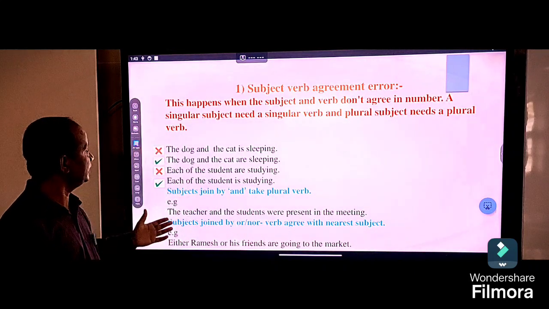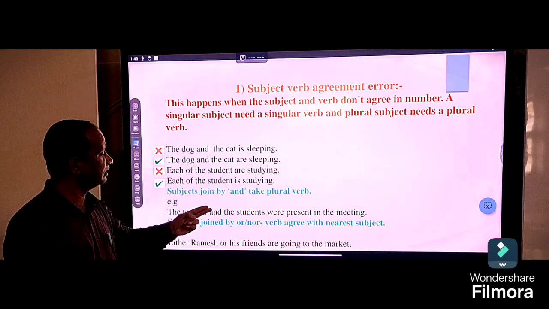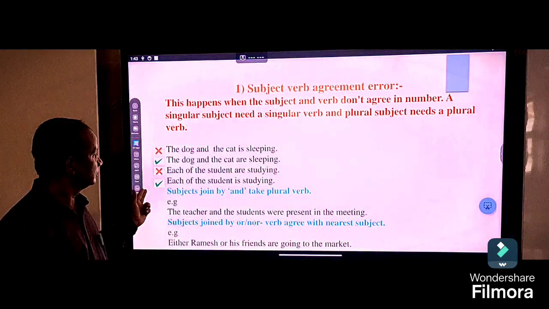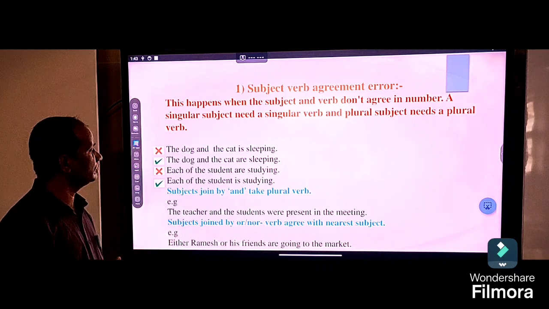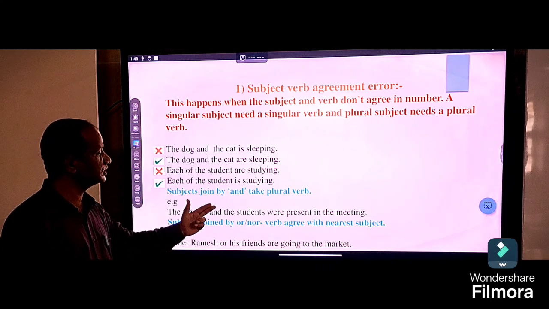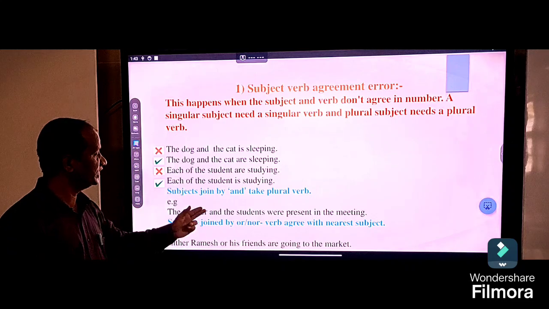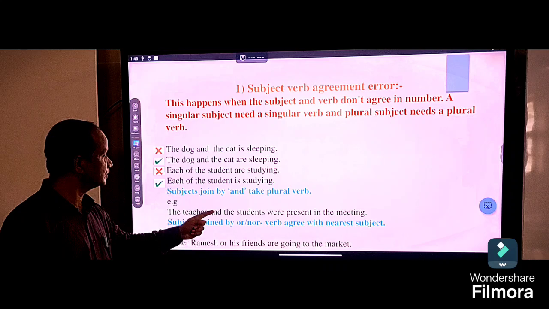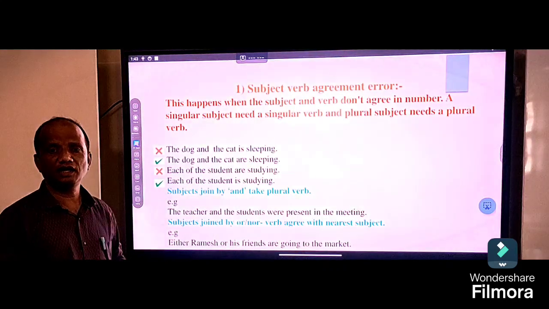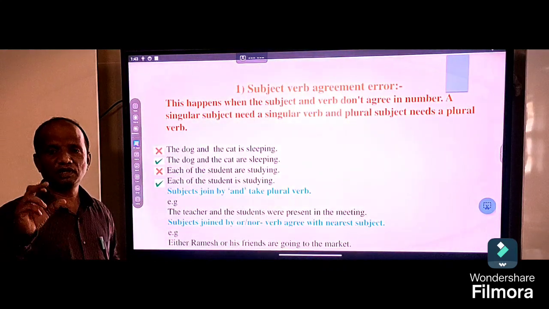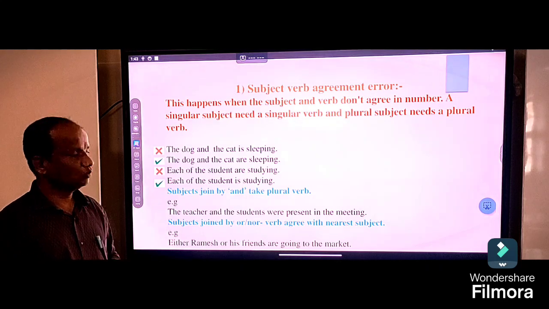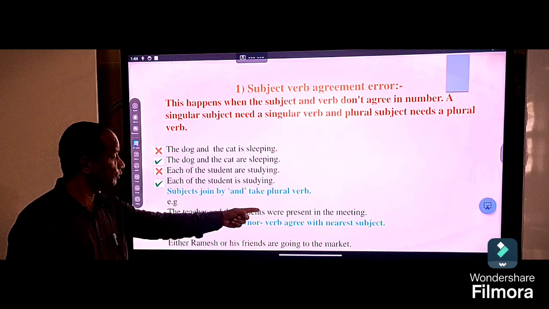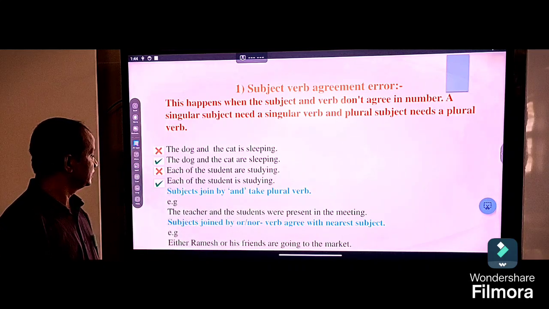Then, apart from it, if our subjects are joined by and, we have to take a plural verb. For example, the teacher and the students were present in the meeting. Here we have used a plural verb were, because our subjects, the teacher and the students, are joined by the coordinating conjunction and. And whenever two subjects are joined by and, we have to use the plural verb. So we have used were in the given sentence.